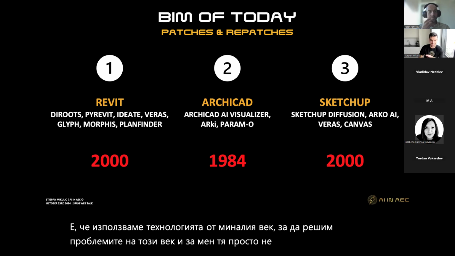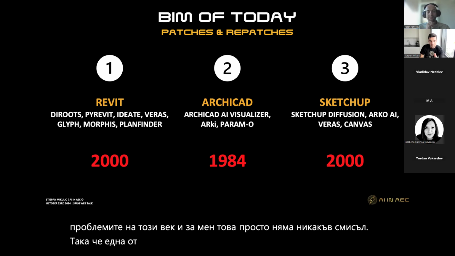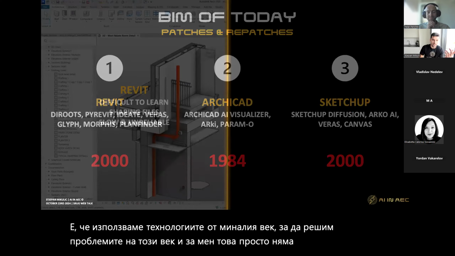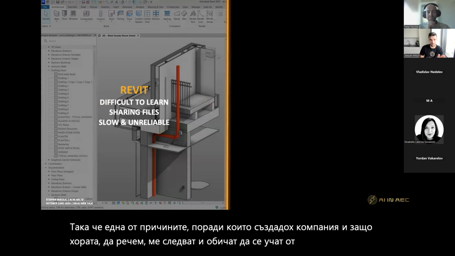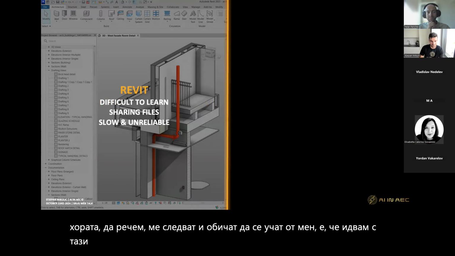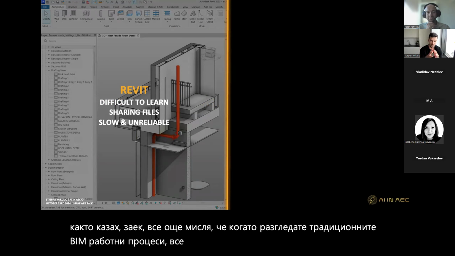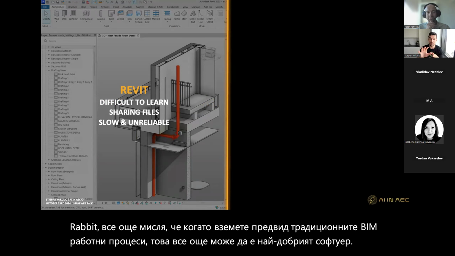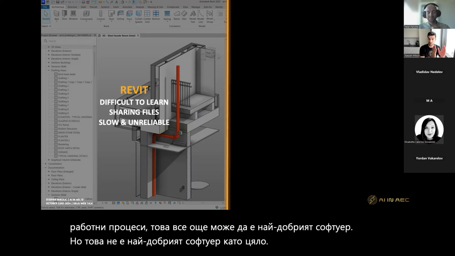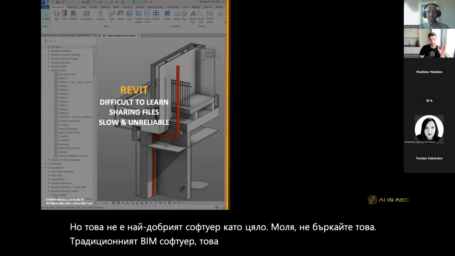One of the reasons I started the company, and why people follow me and like to learn from me, is because I come with this perspective. Let me show you what's next. As I said, when you consider traditional BIM workflows, Revit still might be the best software out there. But it is not the best software overall. Please don't confuse this. The traditional BIM software is what I'm talking about.